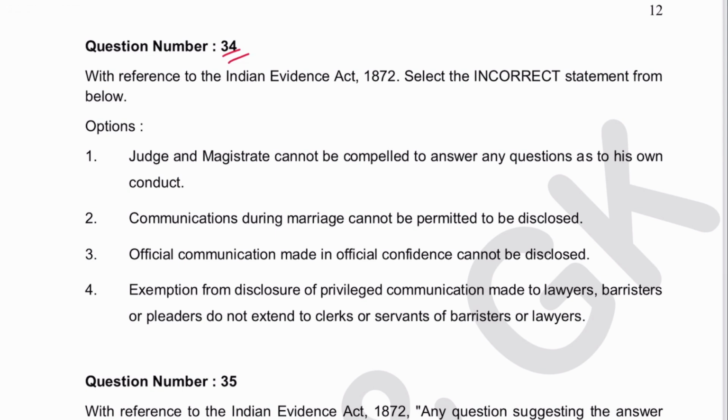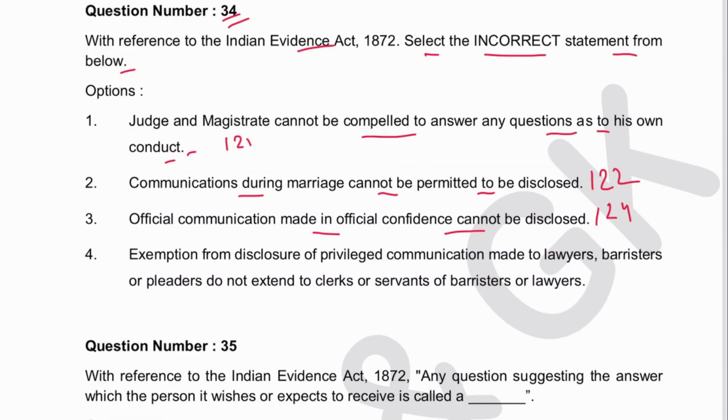Next, 34. With reference to Indian Evidence Act, select the incorrect statement from the below. Judge and magistrate cannot be compelled to answer any question as to his own conduct. This is correct, mentioned in section 121. Communication during marriage cannot be permitted to be disclosed. This is also correct, section 122. Official communication made in official confidence cannot be disclosed. This is also correct, mentioned in section 124.